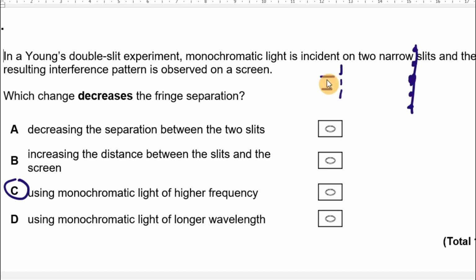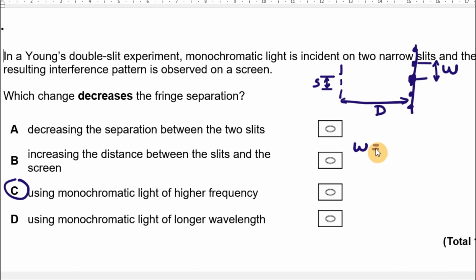The separation of the slits is given the letter S. The distance between the fringes, between the bright areas on the screen, is W, and the distance between the slits and the screen is given D. And these are all related in the following equation.